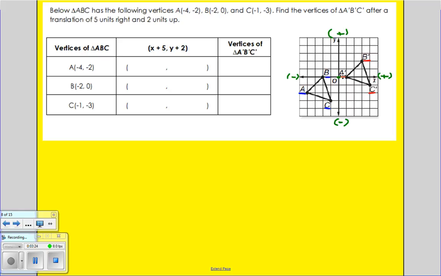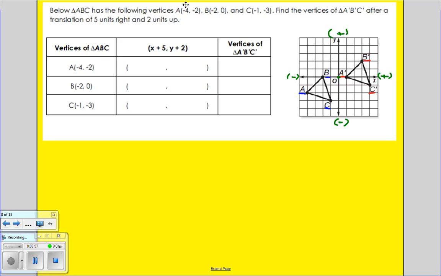Okay, so we're looking at -4, -2. The x-coordinate always goes first. So -4 on the x-axis, 1, 2, 3, 4. And then -2 on the y-axis is down 2, and that would give me my point A. Point B is at -2, 0. We start at the 0, 0 spot again. Point B is on the x-axis at -2, and then on the y-axis at 0. So there's where it is right here. And C is at -1, -3. Okay?